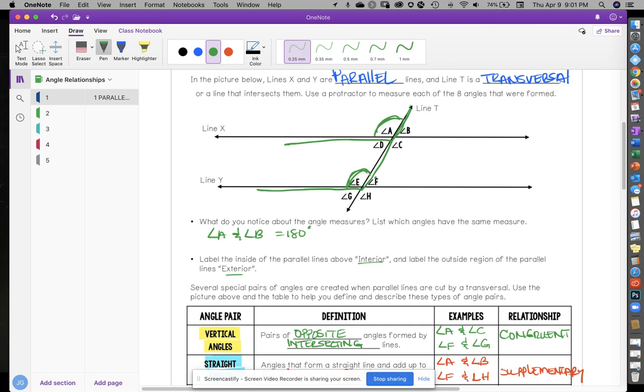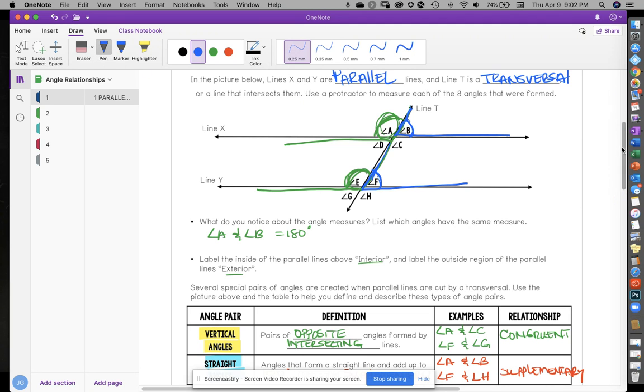So they share the same transversal and they're in the same location. So whatever A measures out to be, E will be the same measurement. All right, and then you can also say F and B. So again, they share the transversal and they're in the same location, just on a different line. All right, so whatever B measures out to be, F will be that same measure.